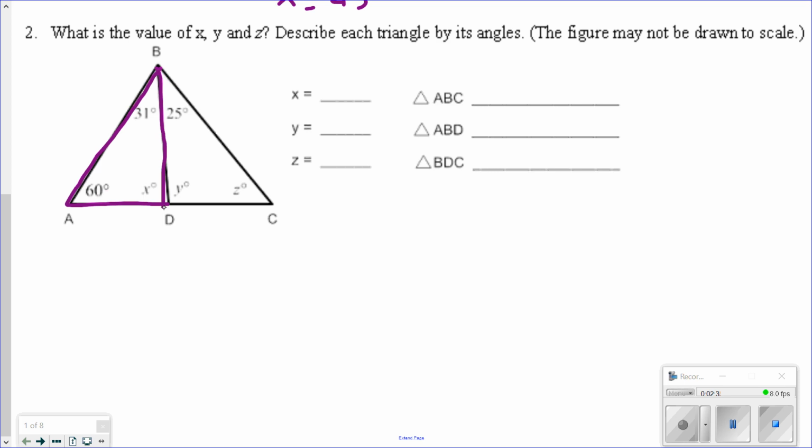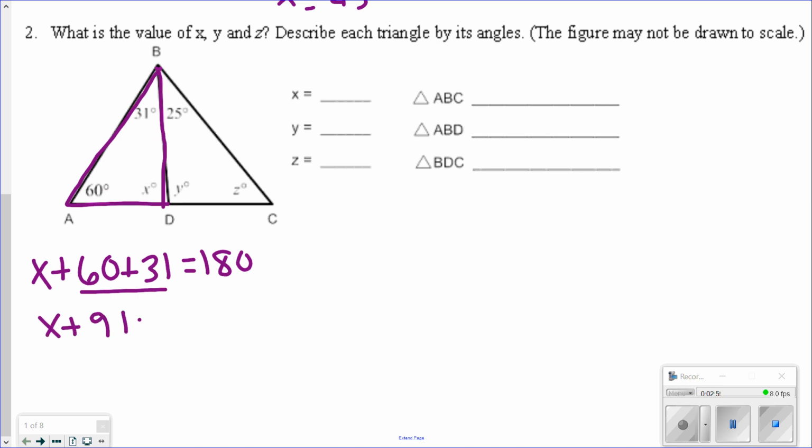And I know that the sum of the angles in a triangle equals 180 degrees. So that means that x plus 60 plus 31 is equal to 180. Combine your like terms. So x plus 91 is equal to 180 degrees, which means then that x is equal to 89. All right, so I'm going to write that up here. So x is equal to 89.